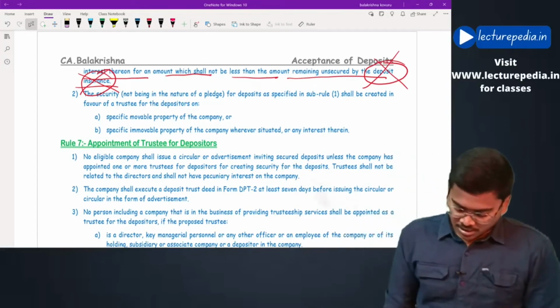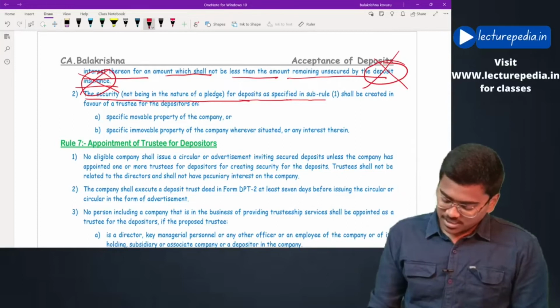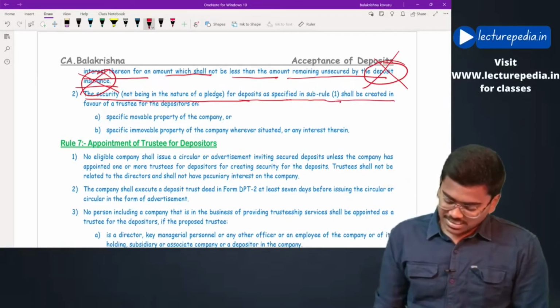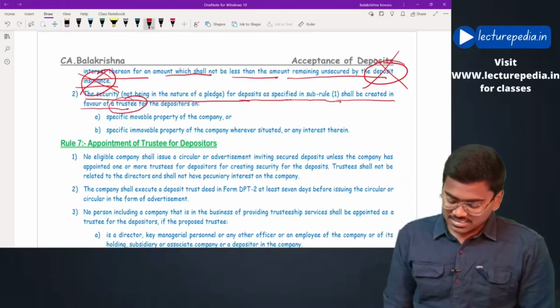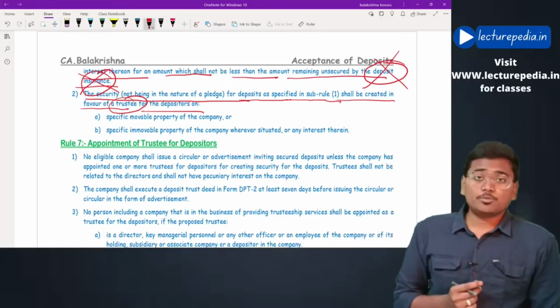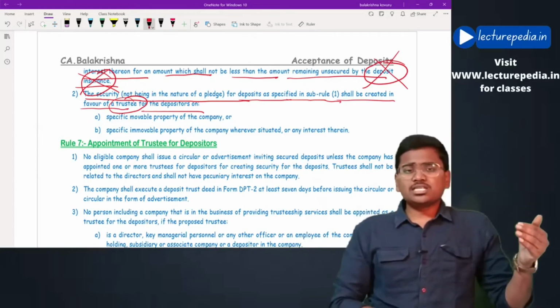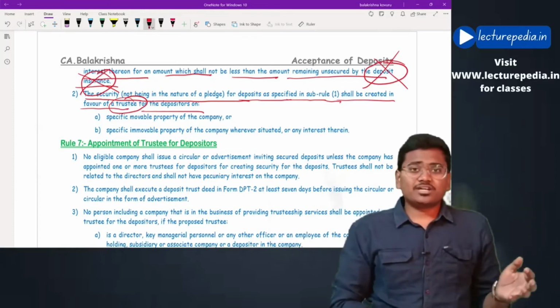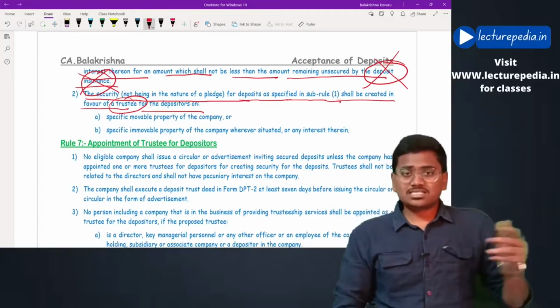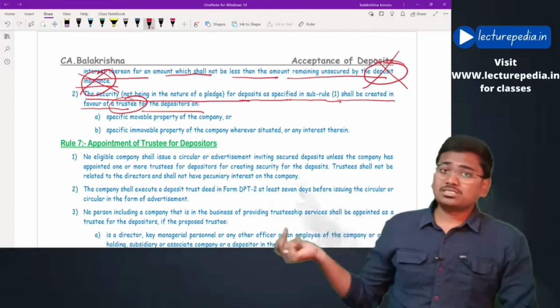Next, the security not being in the nature of pledge of deposits as specified in sub rule 1 shall be created in favor of a trustee for the depositors. Basically, on behalf of depositors there will be a trustee appointed. If you see in case of debentures, a debenture trustee will be appointed. In the same way, for deposits also a deposit trustee will be appointed.